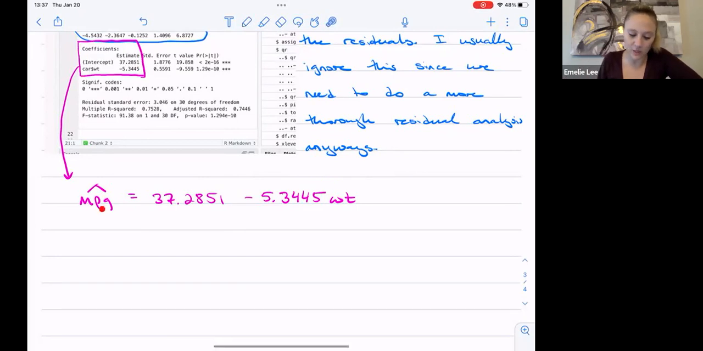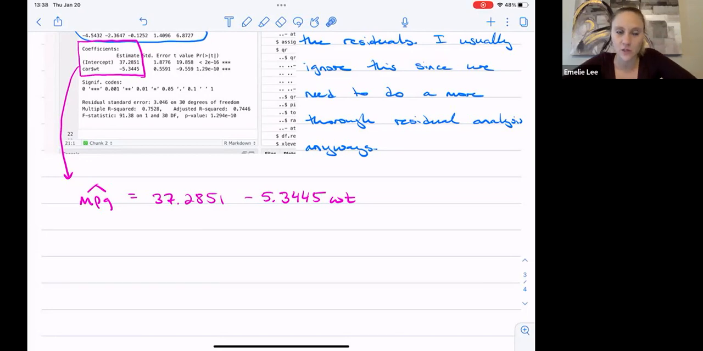So how do we read this? The predicted miles per gallon is 37.2851 minus 5.3445 for each unit increase in weight, right? So the predicted miles per gallon is decreasing for each unit increase in weight, right? So we can use this to predict future values.